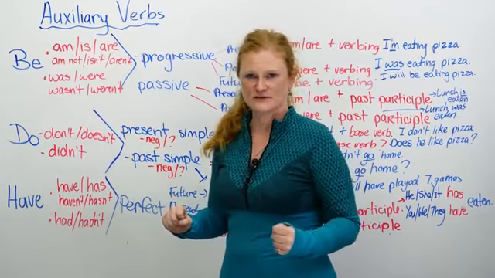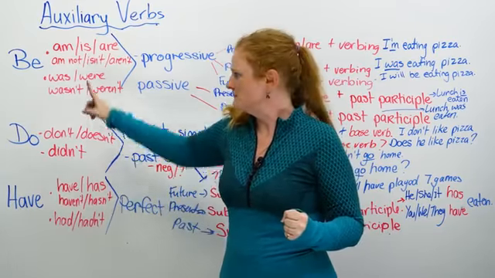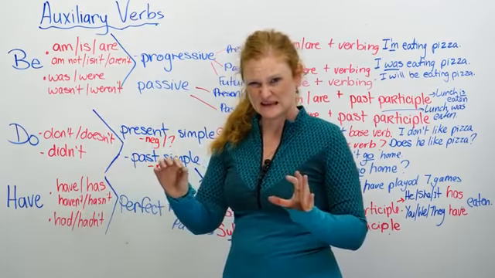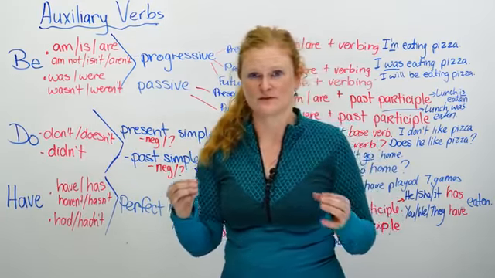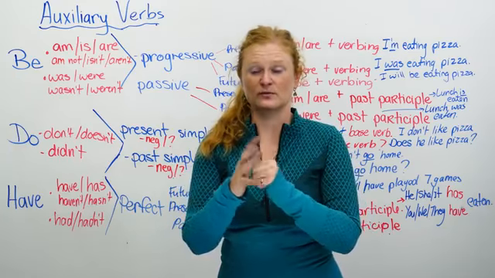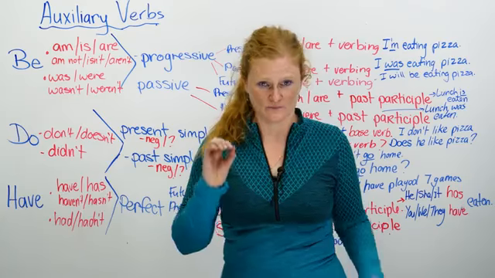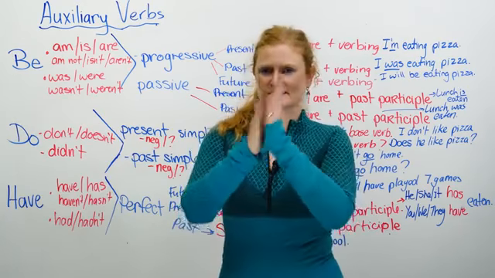We have 3 auxiliary verbs that we use in English: be, do, and have. But the thing about the auxiliary verbs is that each auxiliary verb will tell us what kind of grammar we're going to use with it. So let's look at the first one.